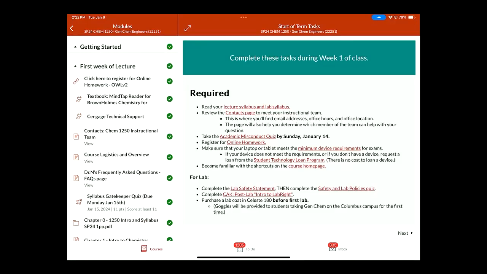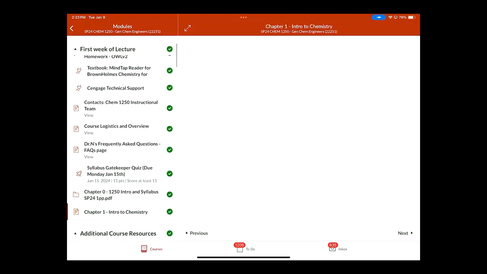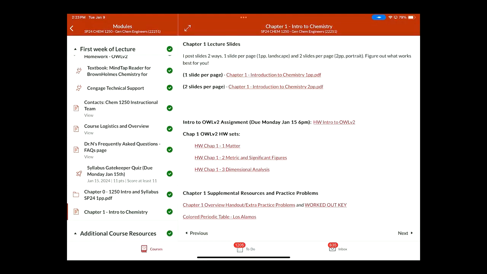So I have how to register for online homework, the textbook link, all of that stuff. I put it up here because we're all registering at the same time. But what I want you to look at here under the lecture resources is where we get our slides for our day-to-day lecture classes. Down here, you'll see we have a chapter 1 page.